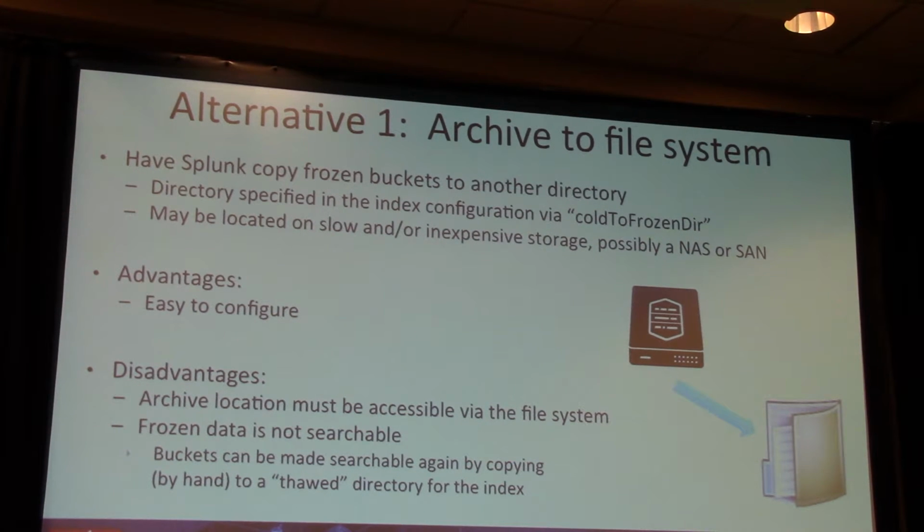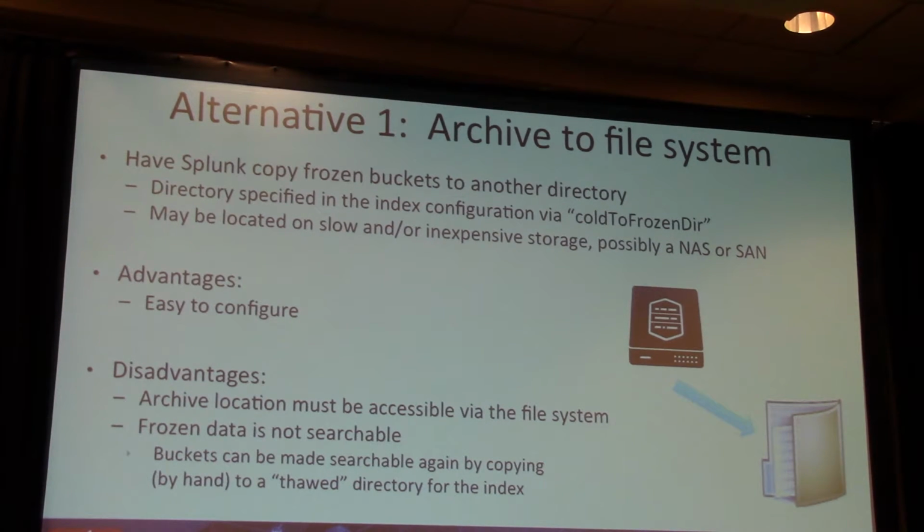So there's a few alternatives that you can use here. One alternative is to archive data to some other location on your file system. This is simply telling Splunk that you want to copy the data to another directory. For example, you could have a file-mounted NAS or SAN on the system where you're sharing storage with other servers, and so that's generally going to be cheaper to maintain. This is really simple to do. You just specify one configuration within that index. It's the cold to frozen dir, and automatically, when a bucket is frozen, it will get moved to that location.